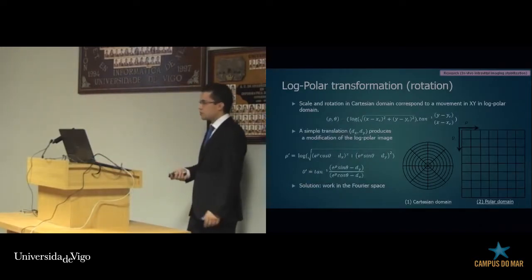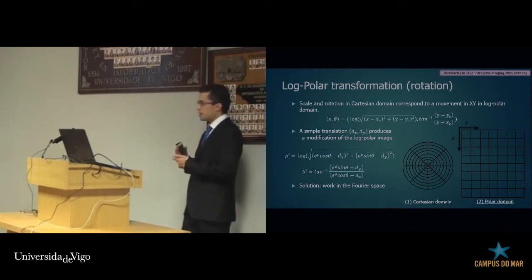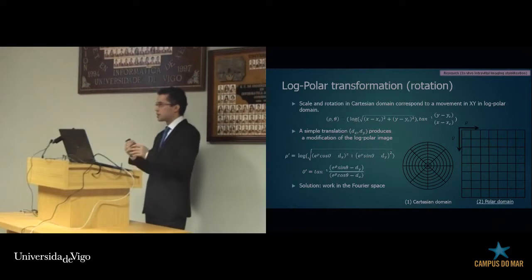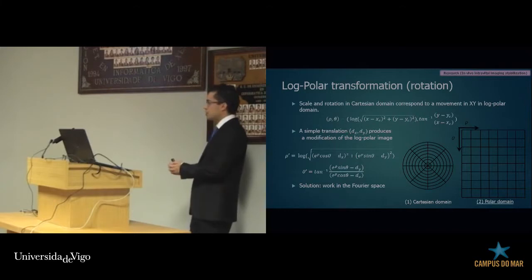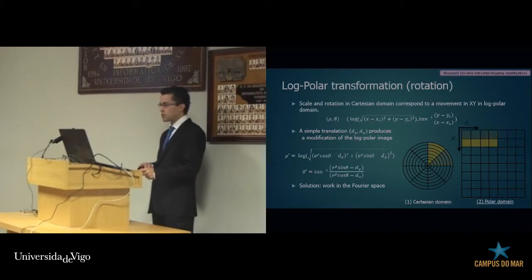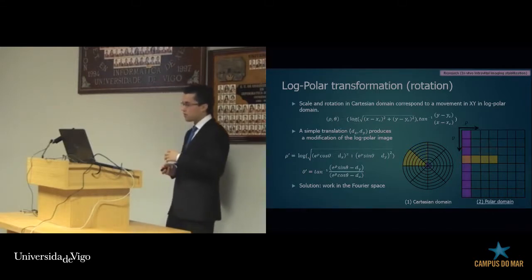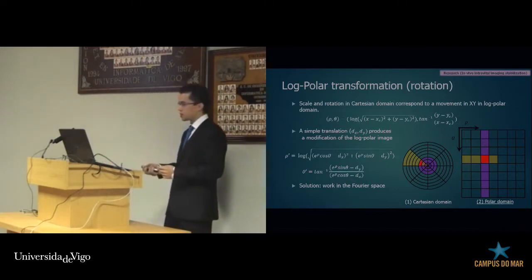To correct rotation, you can use log polar transformation. The main property of log polar transformation is that scale and rotation in the Cartesian domain, your normal domain in your images, represent a movement in XY in the log polar domain. So for example, if you have a rotation in your image, you are going to obtain a movement in Y in the polar domain. And if you have a change of scale, you are going to obtain a movement in X in the polar domain. So if you combine both, you are going to obtain the information about scale and rotation.